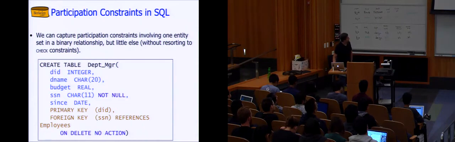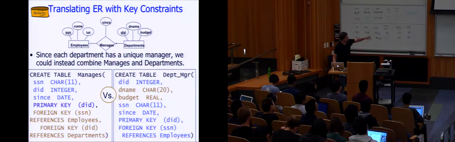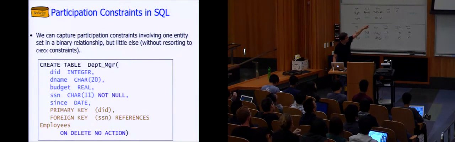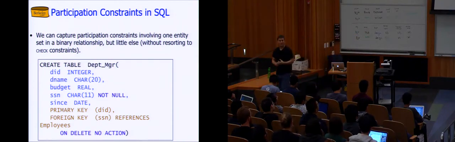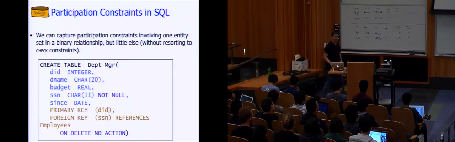What changed? Here's our same department manager table as on the right. See that? Primary key DID, foreign key SSN. Look at this one. Primary key DID, foreign key SSN. That's all the same. What changed? Did anybody see the diff between the previous schema definition and this one? SSN, not null. That's the only difference.